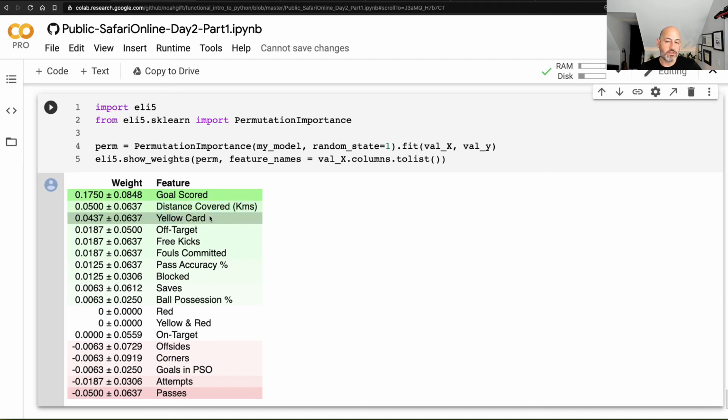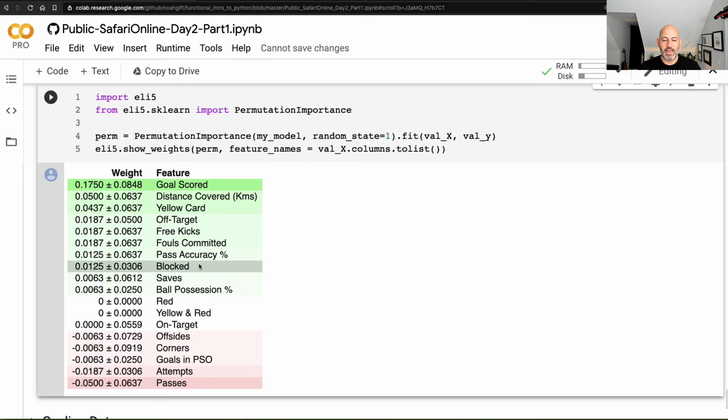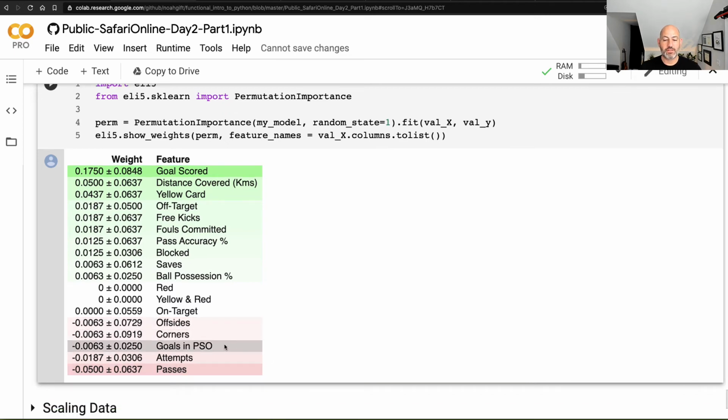Yellow cards. So maybe the yellow card would show that there's aggression, right? Like if you're getting a yellow card, you have a lot of energy and you're trying to do things, free kicks. Now, if we look down here for negative features, though, we can see that maybe attempts would be one of the examples of something that is negatively correlated.